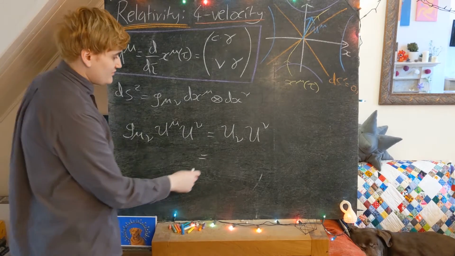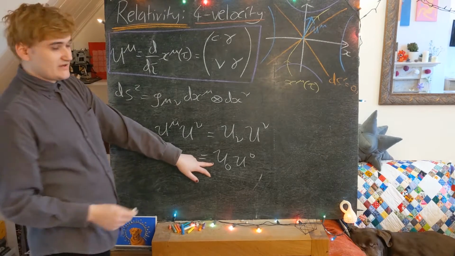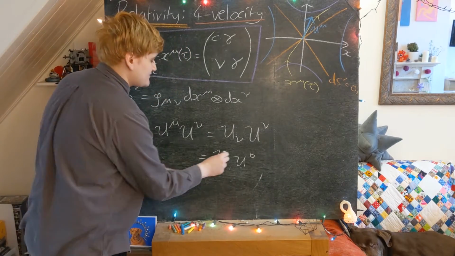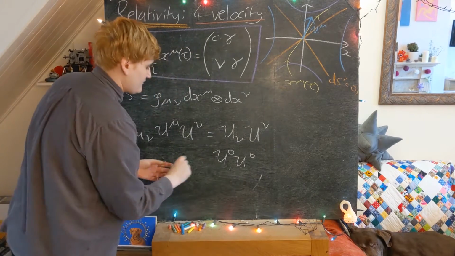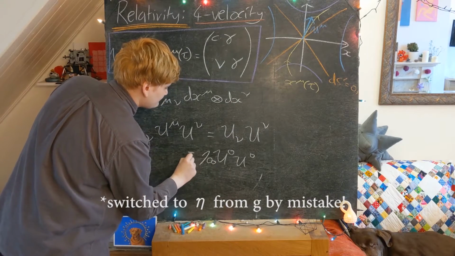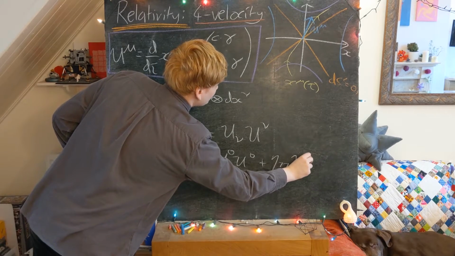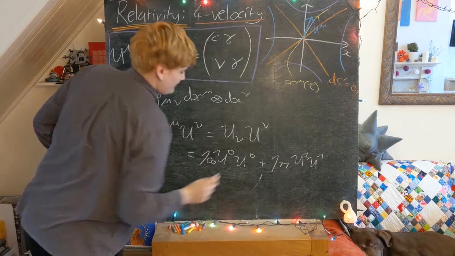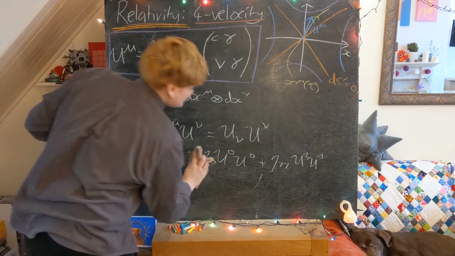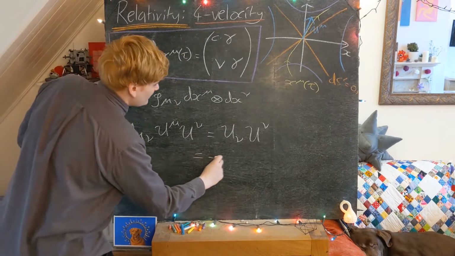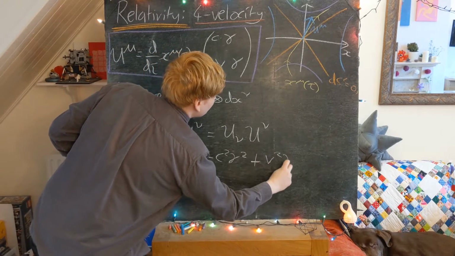So I'll just write this out. It's going to be u0, u0, but now I can remember that I can write this by putting the minus sign, or if you like, the eta 0,0 component, and then I just need the eta 1,1 component, like this. And so essentially, this is just going to give us minus c squared gamma squared plus v squared gamma squared.